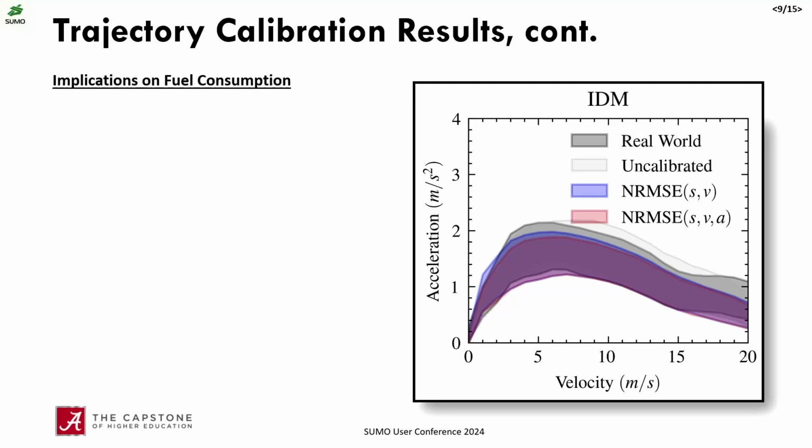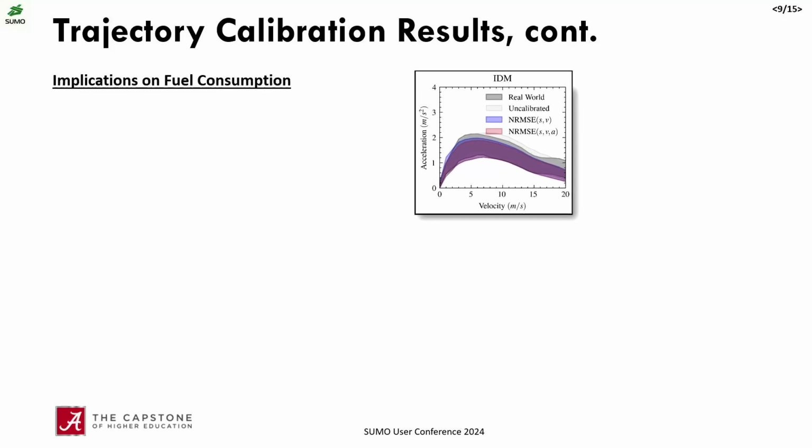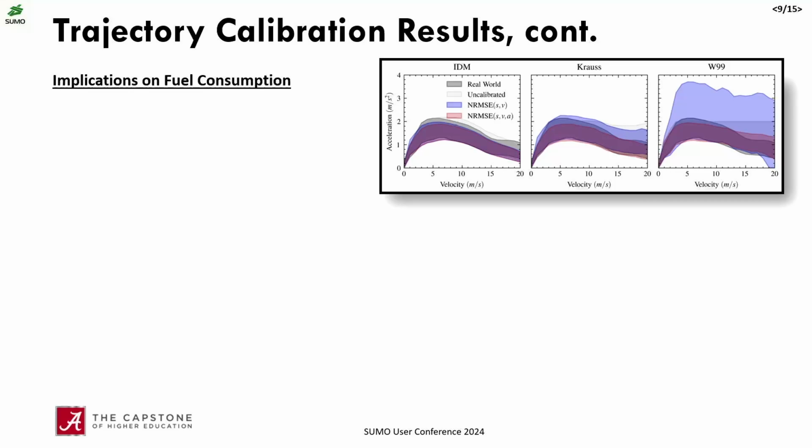And then behind, you can see the uncalibrated, again, bad color choice. Then you can see the calibrated parameters over top. And across the board, you can see some quite different behavior. IDM out of the box approximates it quite well. Krauss has this high-end acceleration in the uncalibrated model that's quite unrealistic. And for W99 especially, it's a very unrealistic flat acceleration curve at high speeds. And so, through calibration, we're able to bring the curves more into reality.